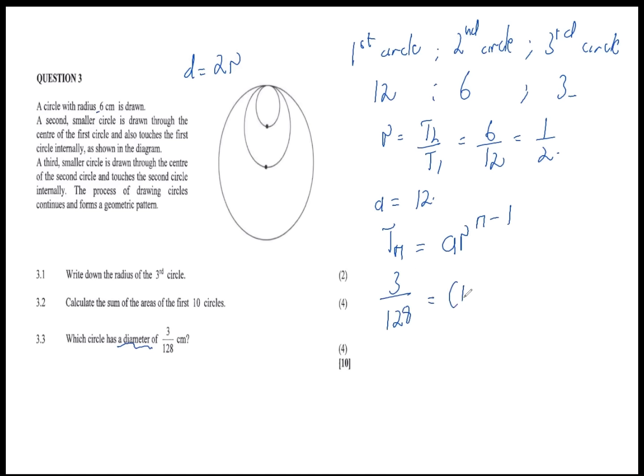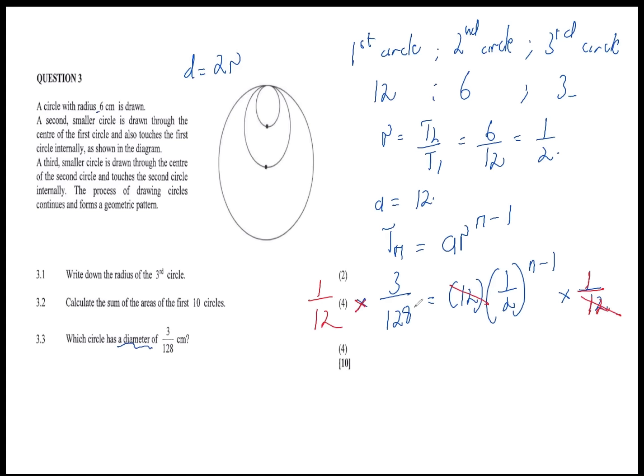Our a value is 12. Our r value is 1 over 2. And then here we have n minus 1, right? Now, what's the first thing that we are going to do? We can multiply both sides by 1 over 12 so that we get rid of it here. So let's multiply both sides by 1 over 12. So the 12 will cancel out with the 12.